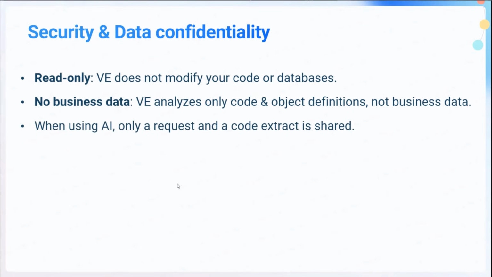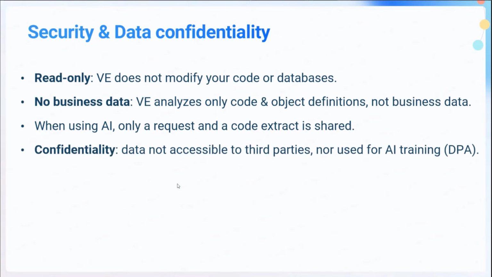And when we use AI, it's only a request and an extract of code that is shared with the cloud service. At no point is the data accessible to any third party, nor Novalis, nor anyone, because of a DPA in place, and it will never be used for AI training. And all the way there's encryption, TLS in transit, and AES at rest.